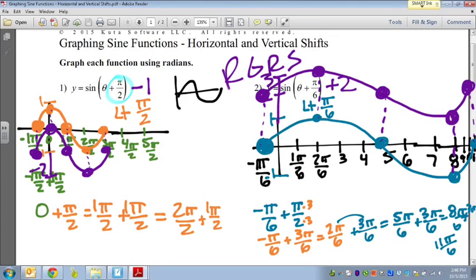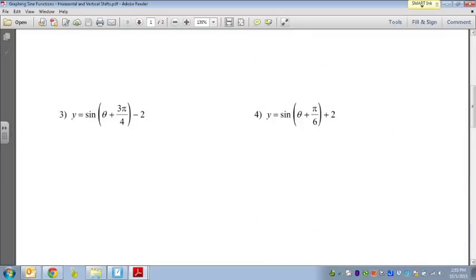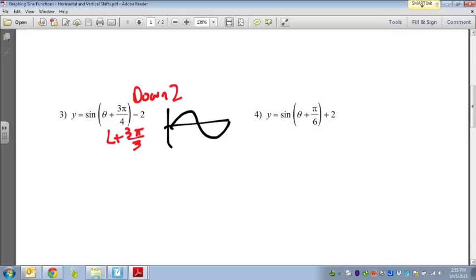Okay, we'll do one more together. We'll do number 3 together, and then I'll leave number 4 to you guys to do. A little suspense. So, for this problem, again, I know it's a sine graph. It's going to start at 0, 0, look like that. I see that there is a shift left 3 pi over 4. And I also notice that it's going to go down 2. But we worry about the left, right first, then we'll worry about the down 2 in a second.